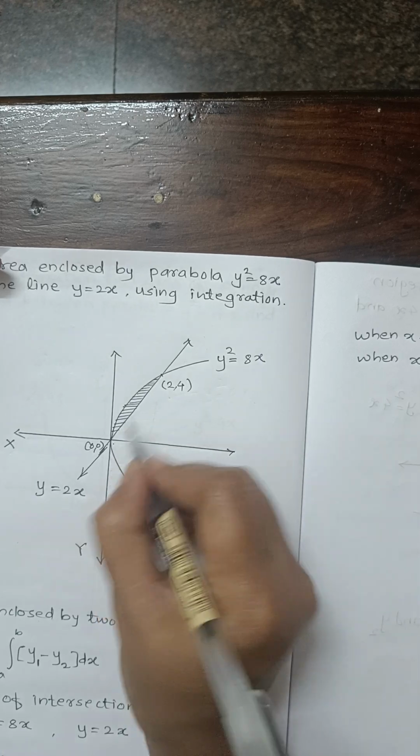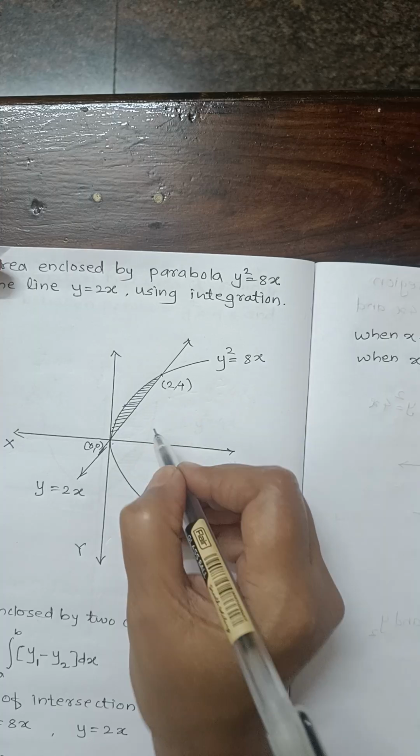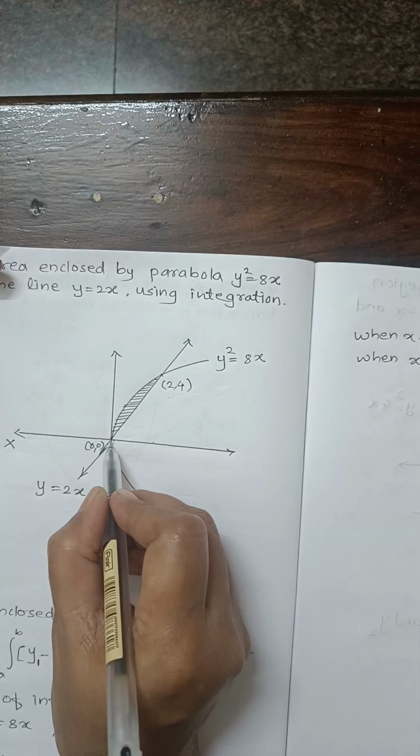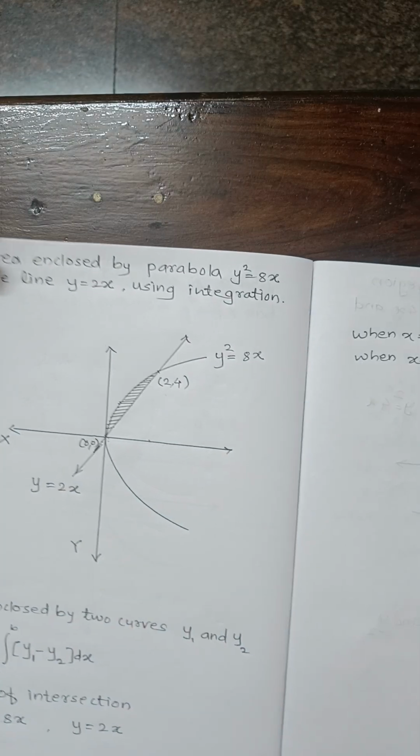That is the value of x. Here x is equal to 2. The limit of x varies from x is equal to 0 to x is equal to 2. The x coordinates are the limits.